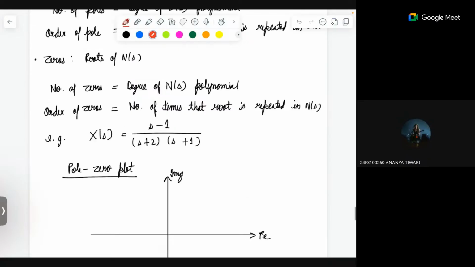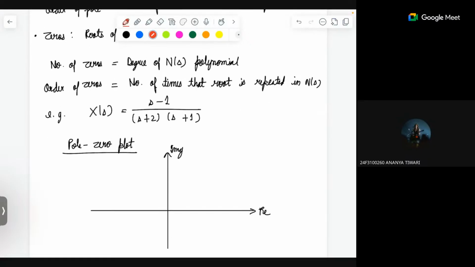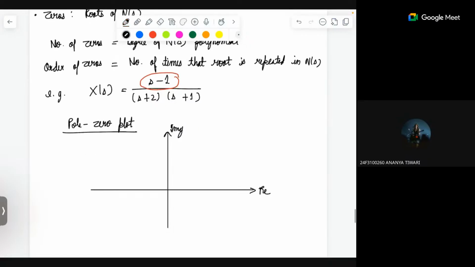Zeros are the roots of the numerator polynomial. Here the numerator polynomial is s minus 1. What is the root? S equal to 1. So my zero will be at 1. S equal to 1 over here.